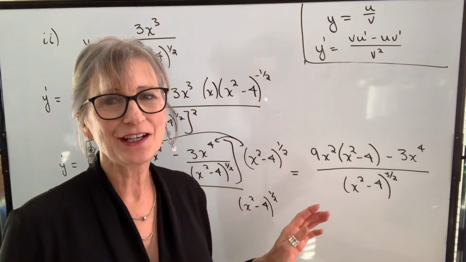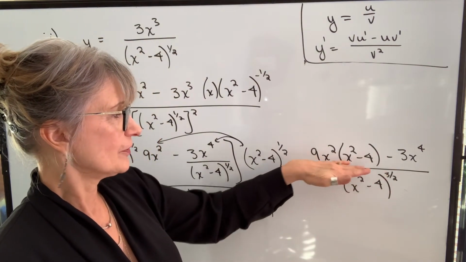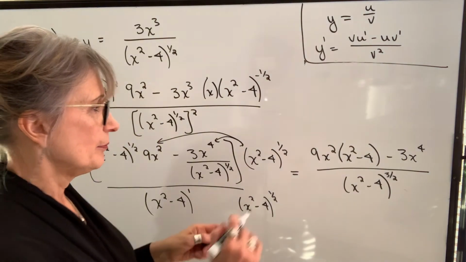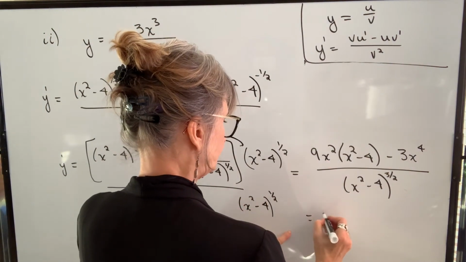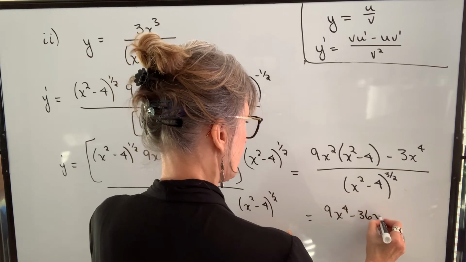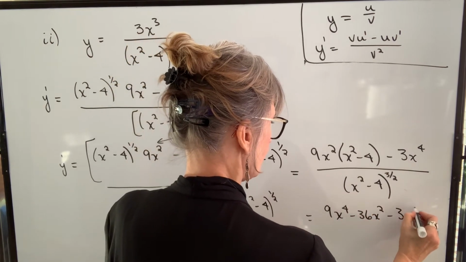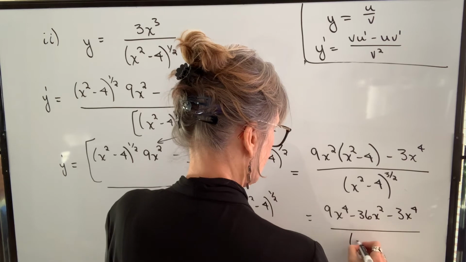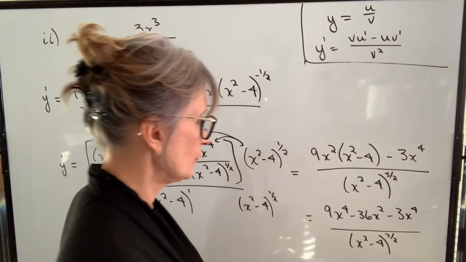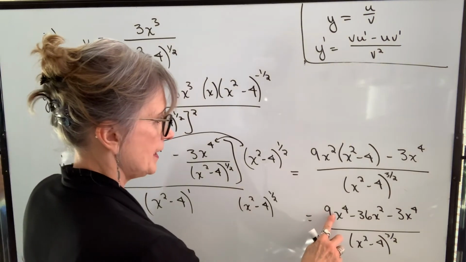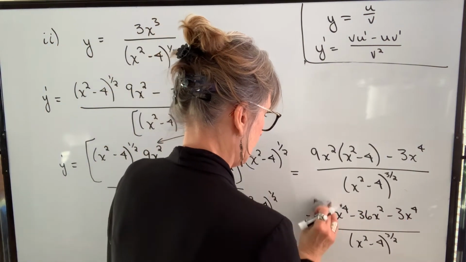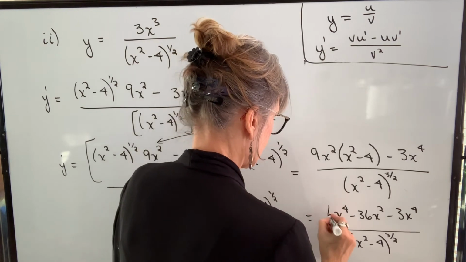I talked about that in a previous video. That is a factor of a term. It's not a factor of the whole numerator. You cannot cancel. But I can clean this up a little bit. That's going to be 9x to the 4th minus 36x squared minus 3x to the 4th over that denominator. And I don't have room, so I'm just going to take 9x to the 4th minus 3x to the 4th and get 6x to the 4th.